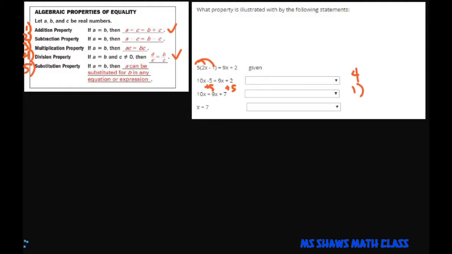And then what I did is subtracted 9x from both sides, and I got x equals 7. So that's the subtraction property. That would be number 2.